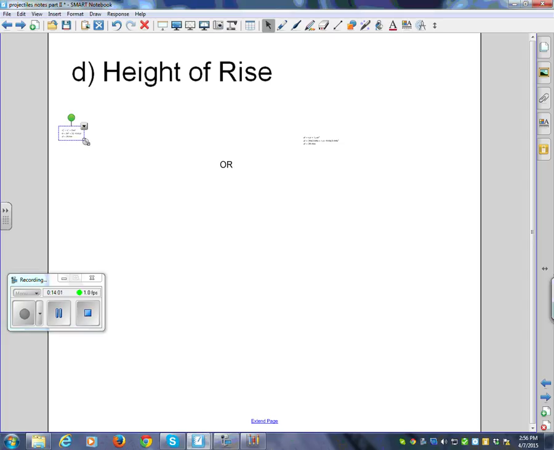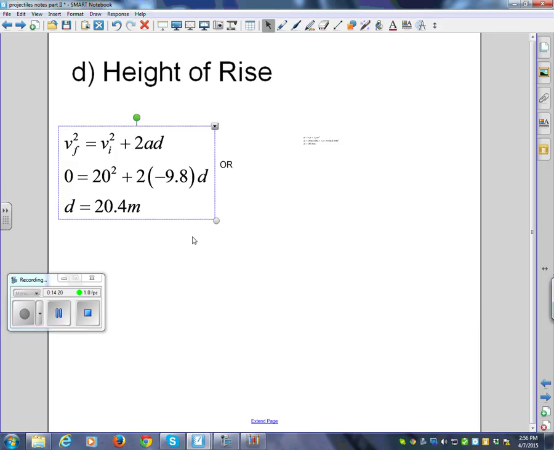Height of rise. What do we know? What are we solving for? D. What do I know? I know the time of rise. I know the vertical acceleration. I know the initial velocity. I know the final velocity. I know everything about up except the height. So I could go like this. VF is 0. That's what it is at the peak. VI is 20. 2AD. Solve for D. The baseball goes up 20.4 meters. It's a maximum height of 20.4 meters.